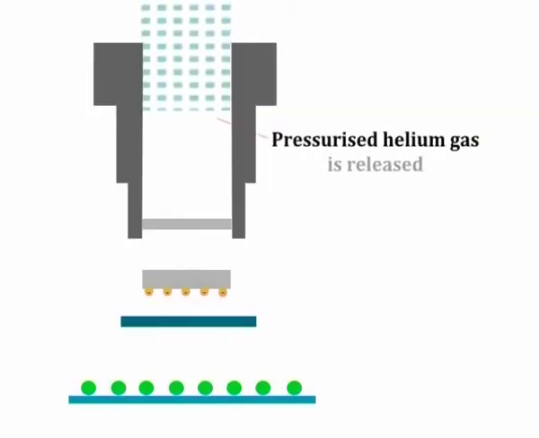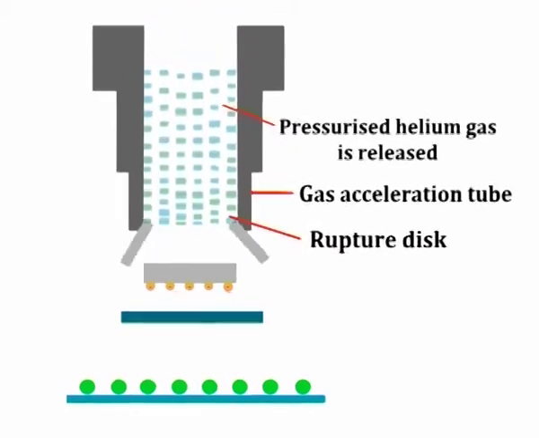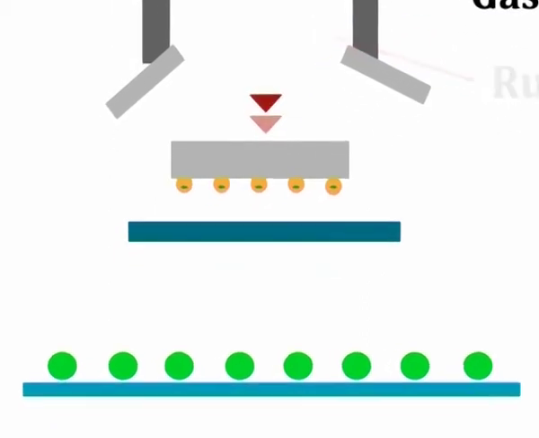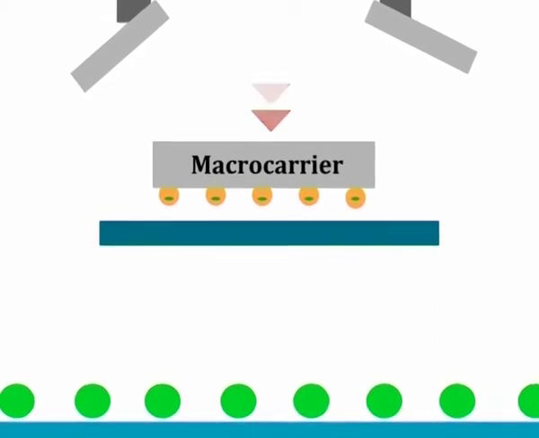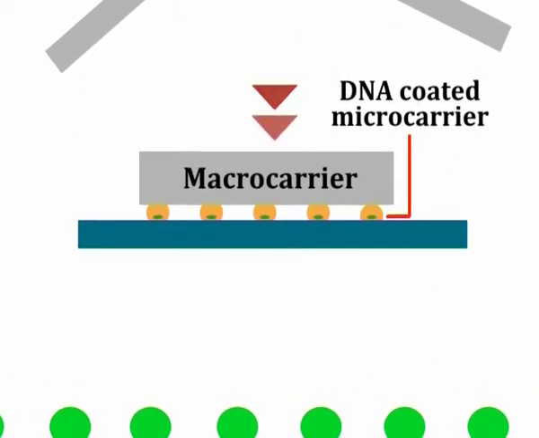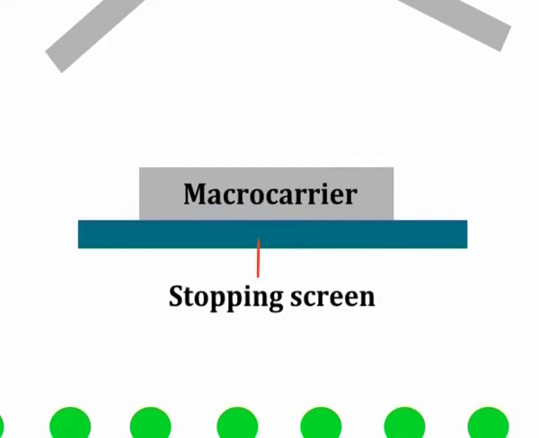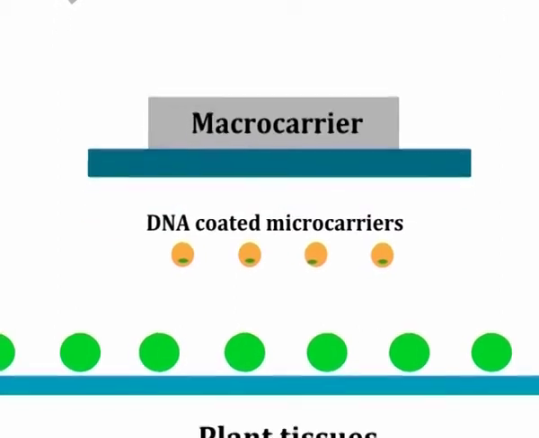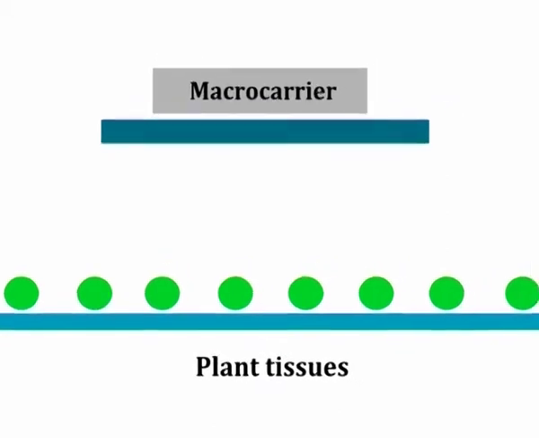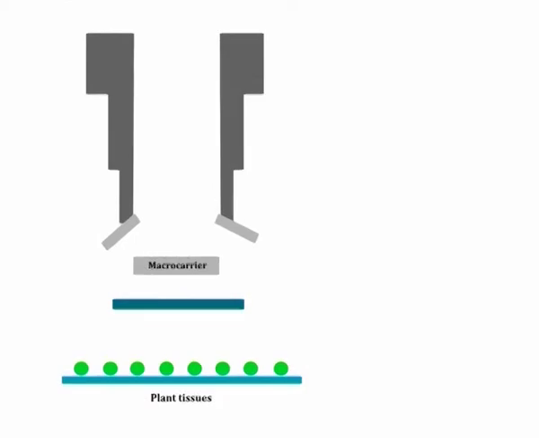The components of the helium pressure particle device are enclosed in a chamber in order to create enough partial vacuum, facilitating the particle acceleration. When the partial pressure is created inside the enclosed chamber, pressurized helium gas is released into the acceleration tube and breaks the rupture disc. Helium shock waves generated will accelerate the macrocarrier, which has DNA-coated microcarriers attached onto it. The larger macrocarrier is stopped by the stopping screen, but the microcarriers pass through the screen and are finally embedded into plant tissues, which are kept 10 mm below the stopping screen.